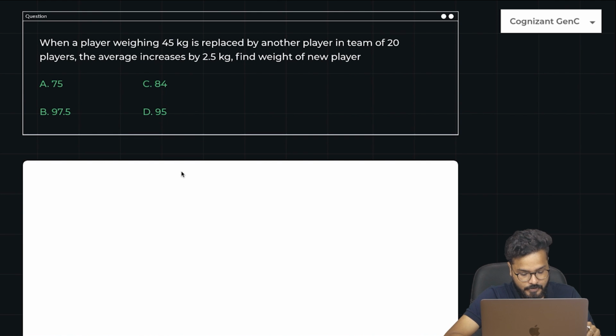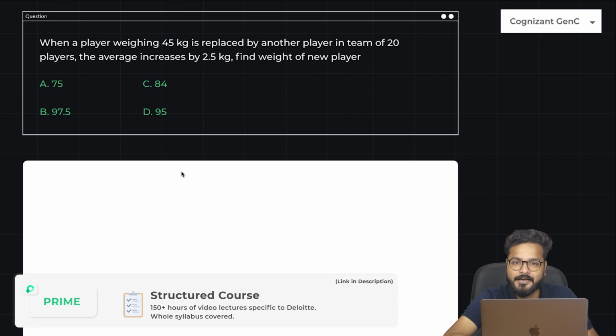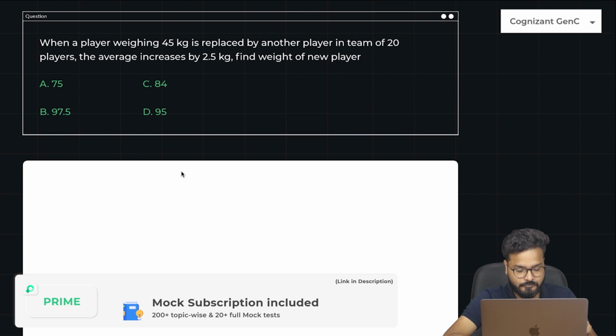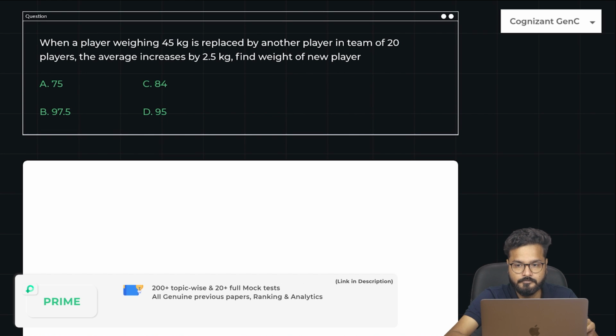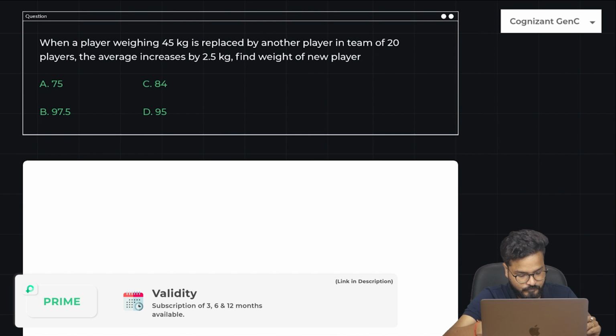Okay. Moving on to the next question, which says, when a player weighing 45 kg is replaced by another player in a team of 20 players, the average increases by 2.5 kg. Find the weight of the new player that is added. Can you pause this video? This is again a very simple question, guys. Can you get the answer quickly?